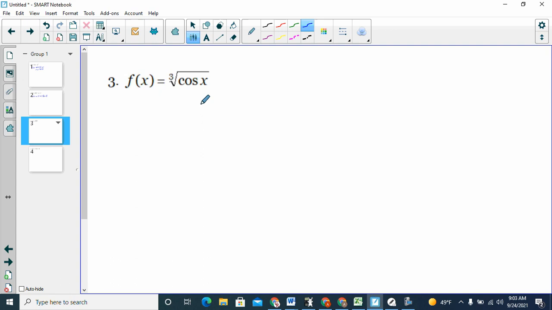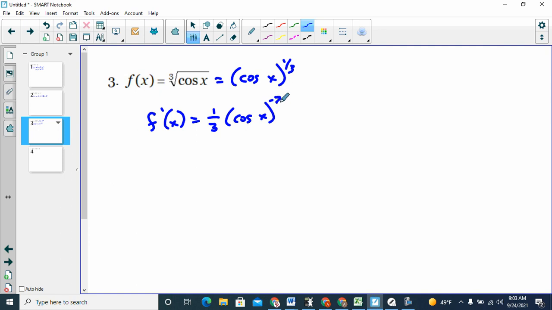Number 3 gives us the cube root of cosine x. We can write that as cosine x to the 1/3 power. Derivative of something to the 1/3, we move the 1/3 out front and subtract 1 from the exponent. Chain rule again says times the derivative of the inside, so times negative sine x.